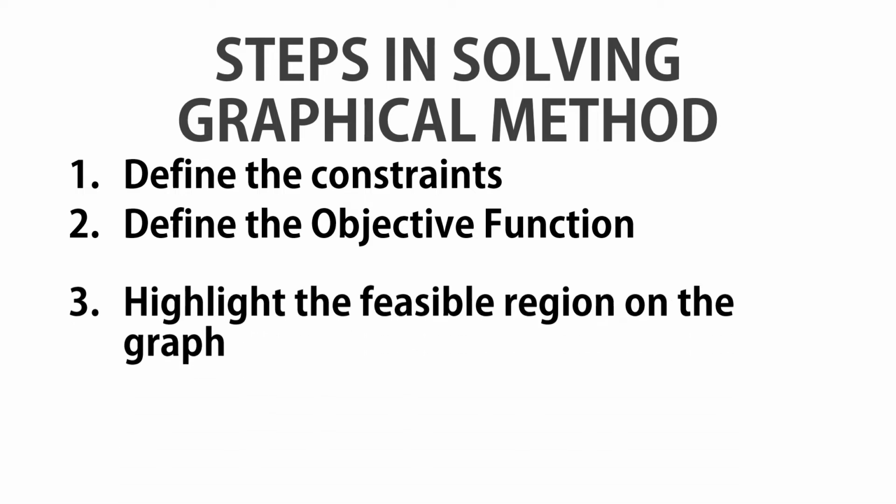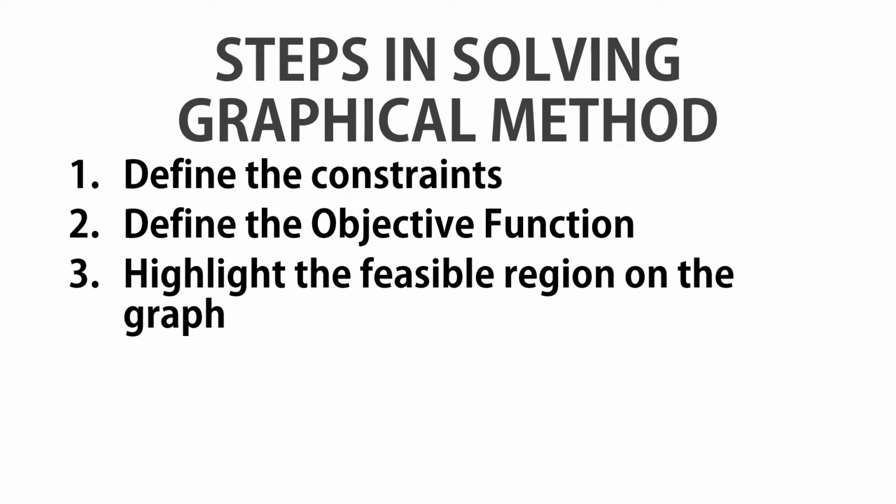Step 3. Highlight the feasible region on the graph. But this does not answer which point is the maximum or minimum quantity. However, there is a theorem that helps us answer this question. It's called corner point. This leads us to our fourth step.